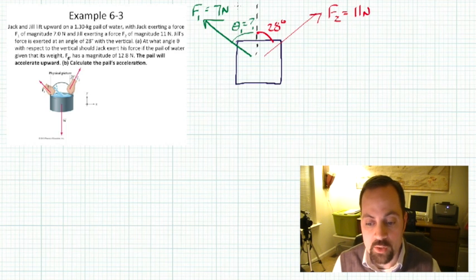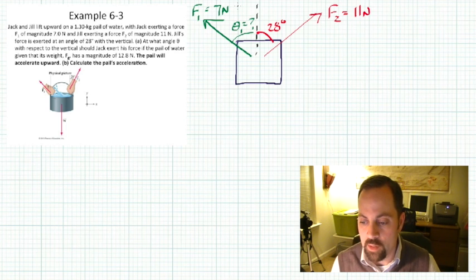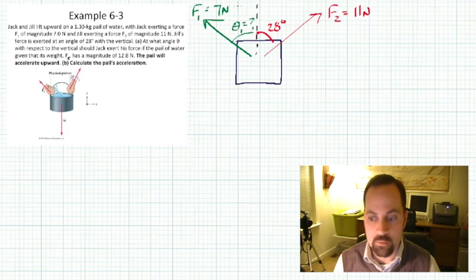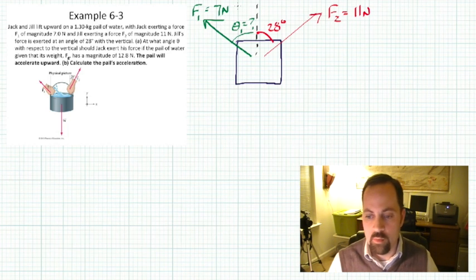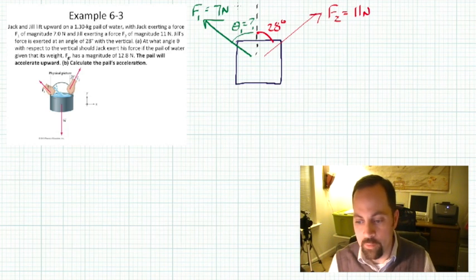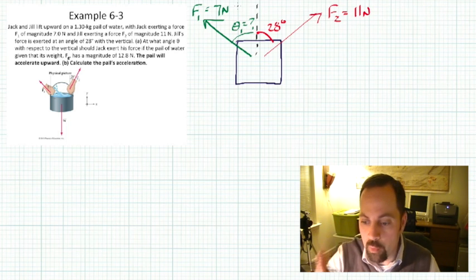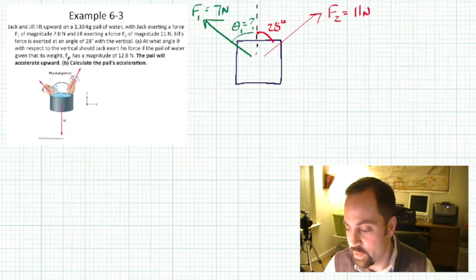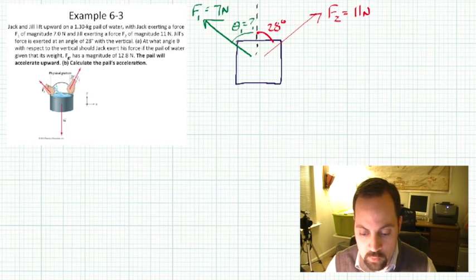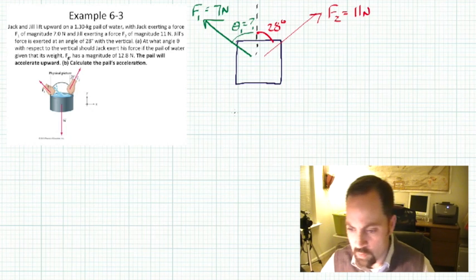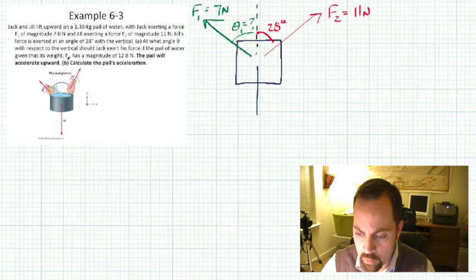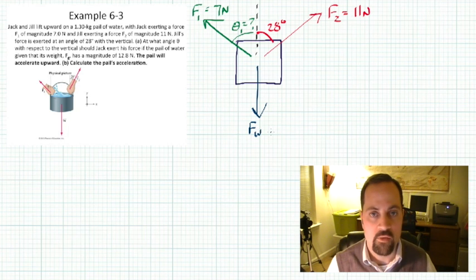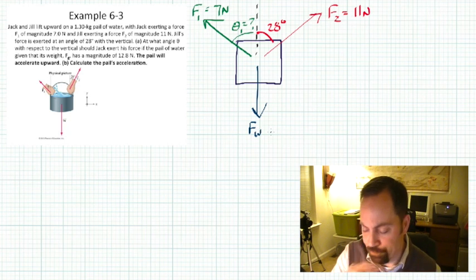Now, one other thing we need to remember is that these are not the only two forces acting on this pail. If they were, the pail would just shoot up into the air. Well, we are going to find out that it is moving upward, but we do know there is one other force acting on this pail, and this is the force due to gravity, or we might call it its weight force. So let's see, I'll make that blue right here, and we'll call it FW, the weight force.